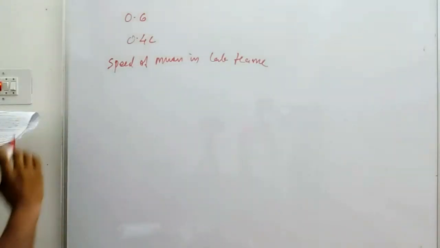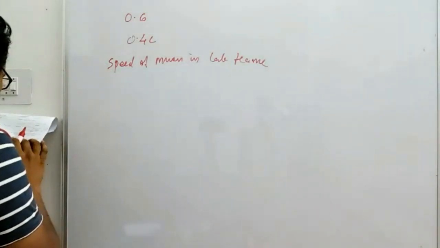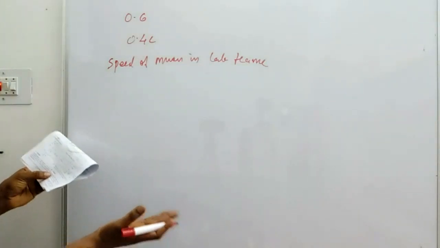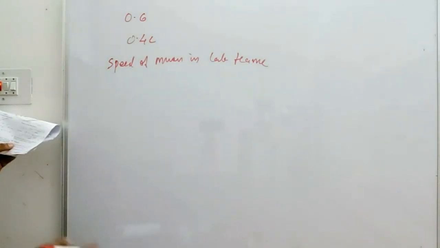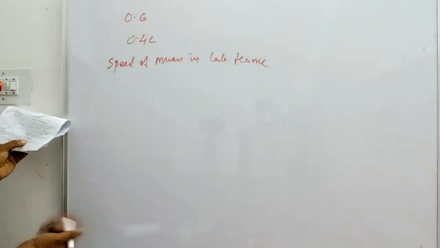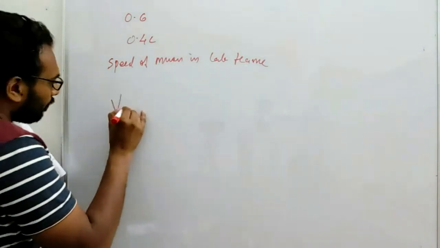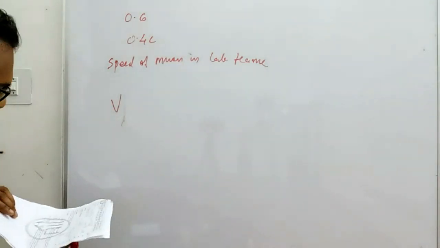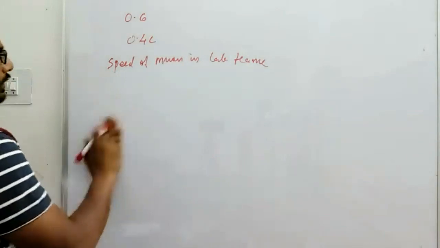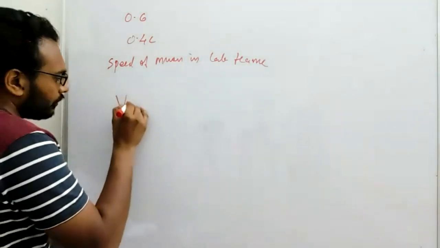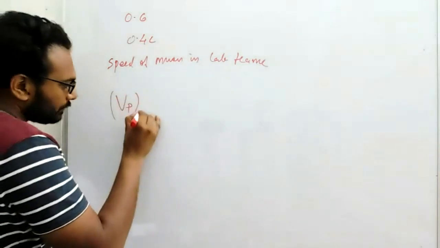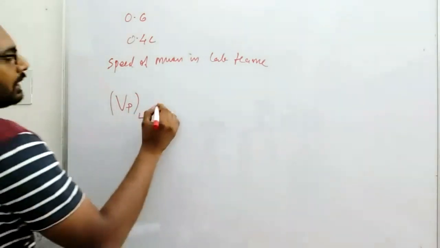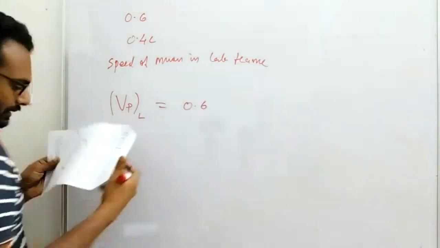So let's make it more clear by assigning some index here. A pion is moving at the speed 0.6 c. They haven't said, but if they haven't said anything, it means the laboratory. So the pion is moving at 0.6 c in the lab. Let's write the velocity of the pion with respect to the lab is equal to 0.6 c.